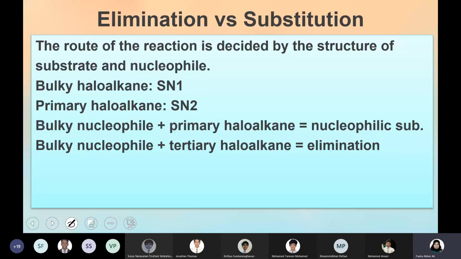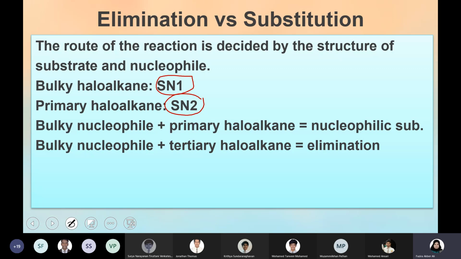So elimination versus substitution, because nucleophiles are present in both substitution and elimination reactions. If you see the reagent contains a nucleophile, whether it's elimination or substitution. So we can see that a bulky haloalkane will always be followed by SN1 reaction because carbocations are more stable that way. Primary haloalkane prefers to undergo SN2 mechanism because the attack from the rear side is possible. I'm not moving into SN1 and SN2 in detail because we have discussed all the aspects. So you can refer to it later if you don't know why it is SN1 and SN2.